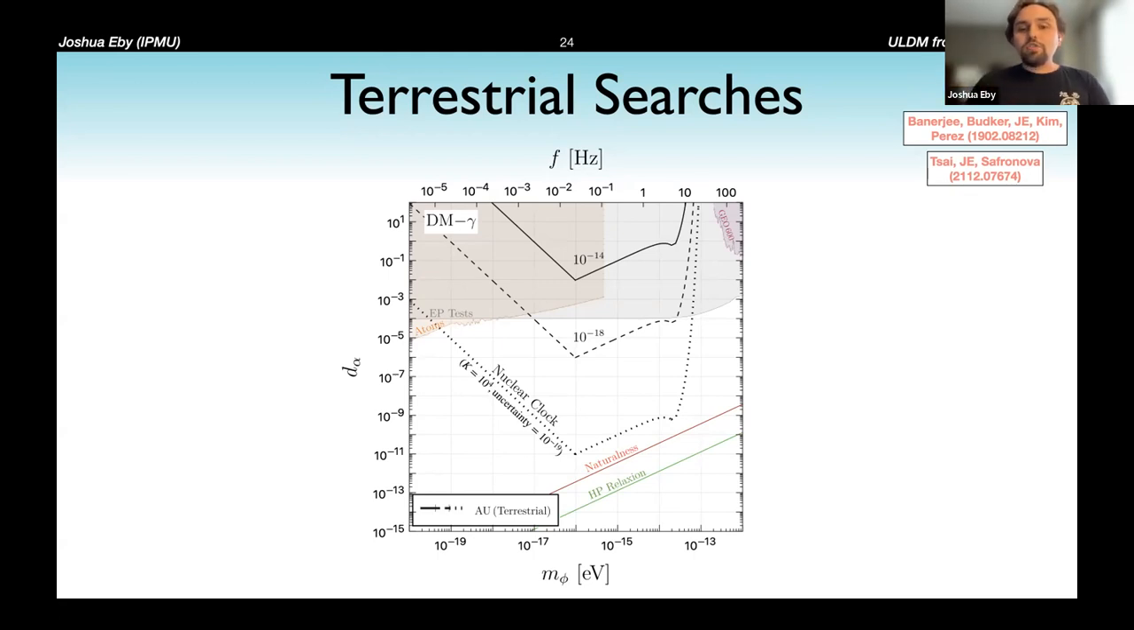However, there are these kind of natural benchmarks, pun intended, I guess. One benchmark you might want to reach for these ultralight scalars is just a natural scalar, a scalar where these couplings don't induce large corrections to the mass. And even for a very low cutoff scale, this red line corresponds to, I think, 3 TeV, even a future nuclear clock will not reach below this natural line. So if you really care a lot about naturalness, this is a good target.